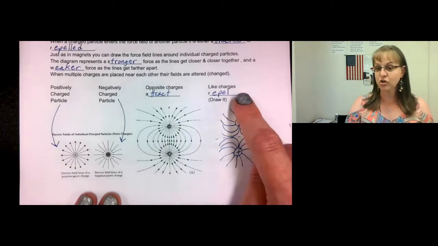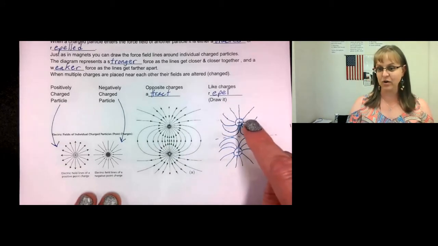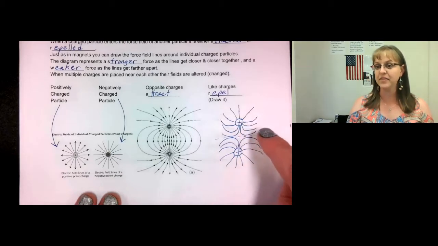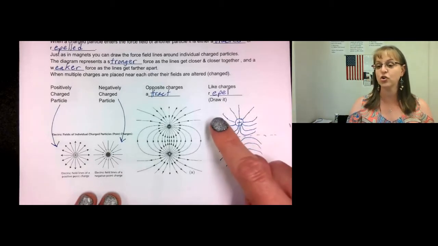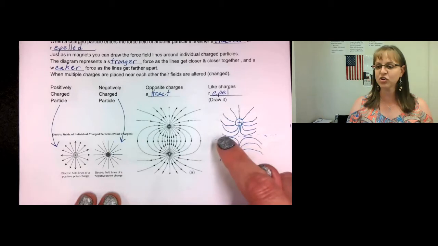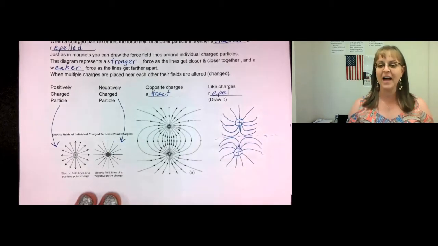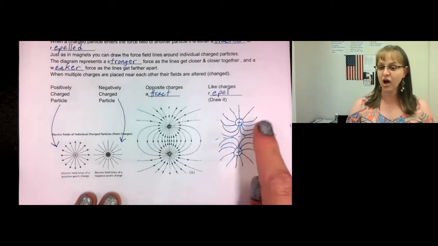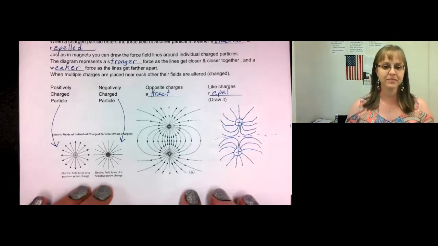When two like charges repel, see how instead of going straight out, the force field lines turn away and never quite touch each other. And that is what happens when like charges repel. Please draw this sketch right here.